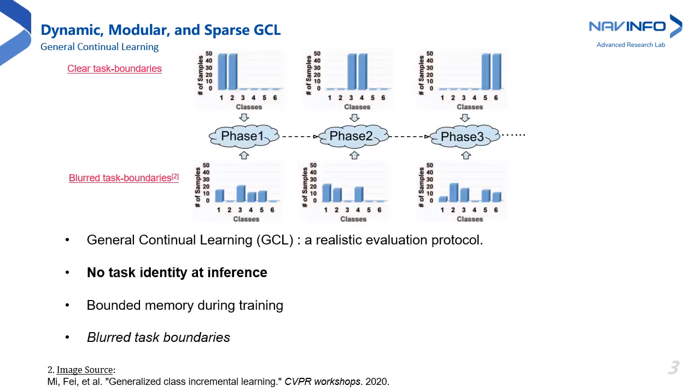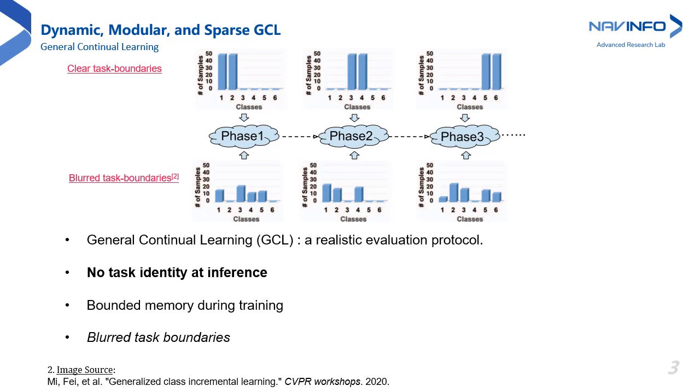General Continual Learning, or GCL, is a realistic evaluation protocol for continual learning methods. The core condition to be satisfied for general continual learning is that the task to be performed, or the task identity, is unknown at test time. Additional conditions include maintaining a bounded memory footprint through training and having unclear or blurred task boundaries. An example can be seen in the image here.